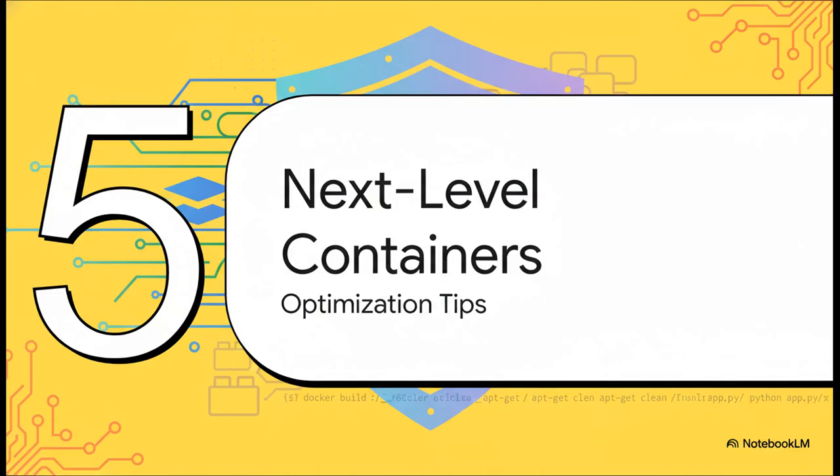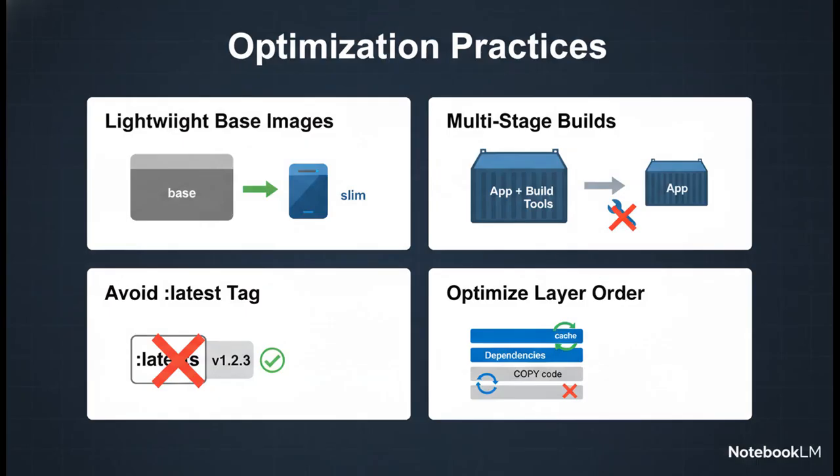Okay, so you've got the fundamentals down, which is awesome. Now let's quickly cover a few next-level tips. These are best practices that will make your Docker images smaller, faster, and more secure, which becomes really, really important for bigger, production-level applications. Here are 4 key things to remember. First, always try to start with a smaller base image like Python Slim to keep your final container nice and lean. Second, for more complex apps, look into multi-stage builds. They let you separate your build tools from the final image, making it smaller and way more secure.